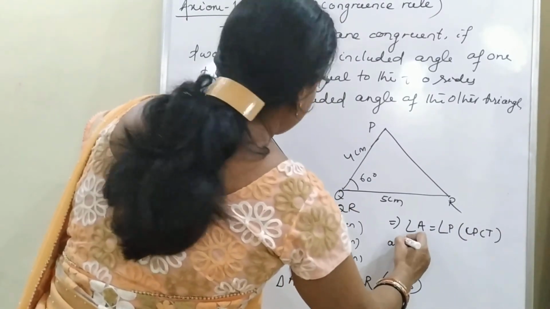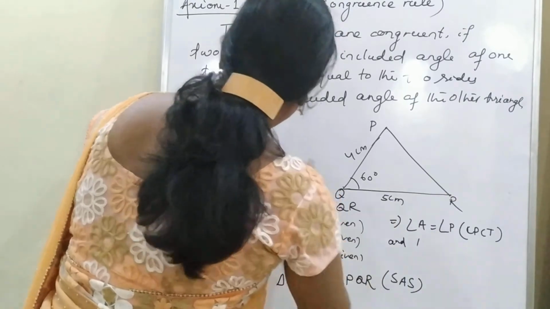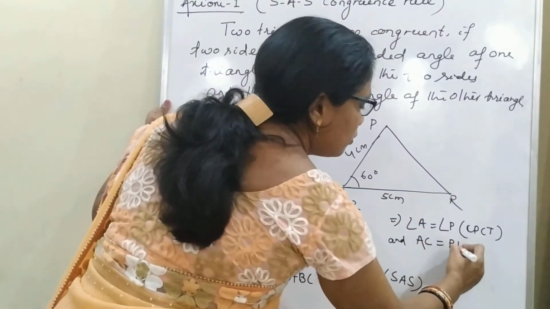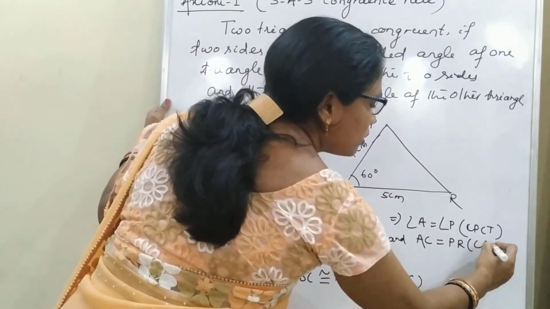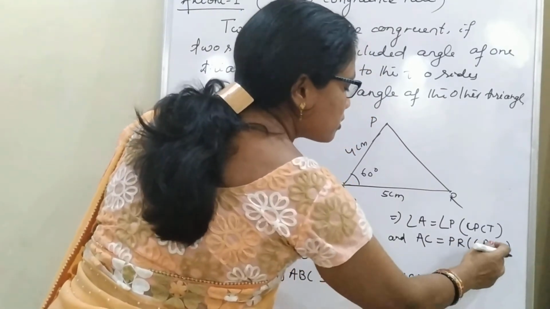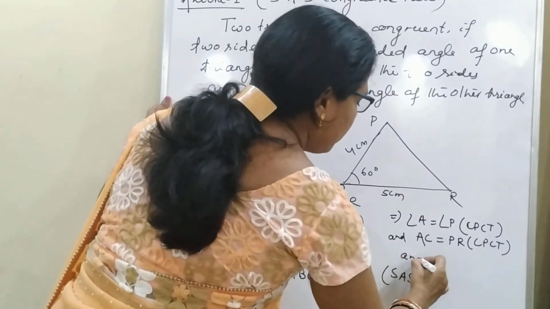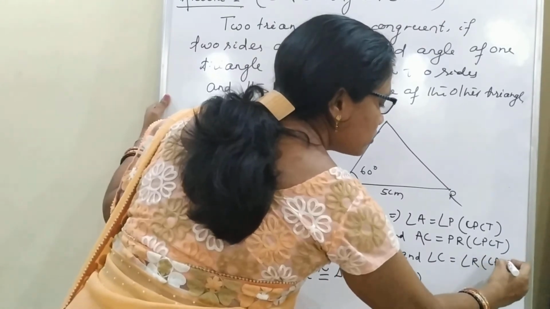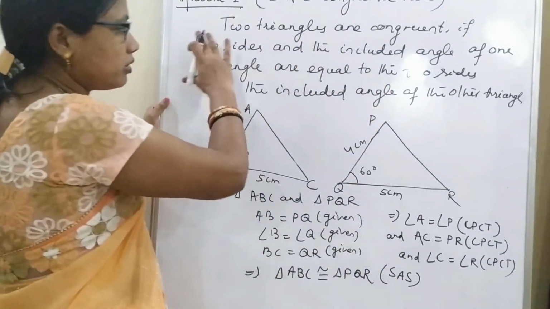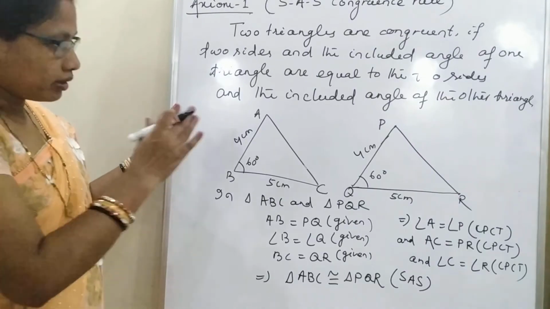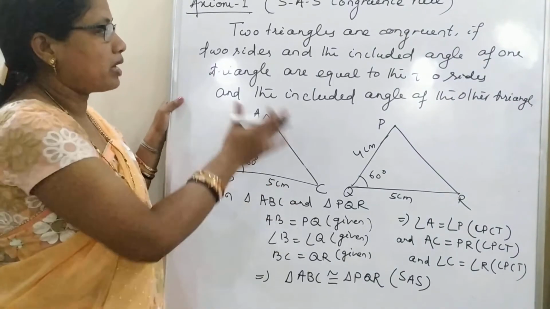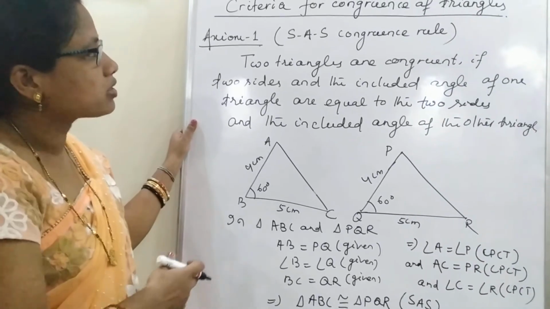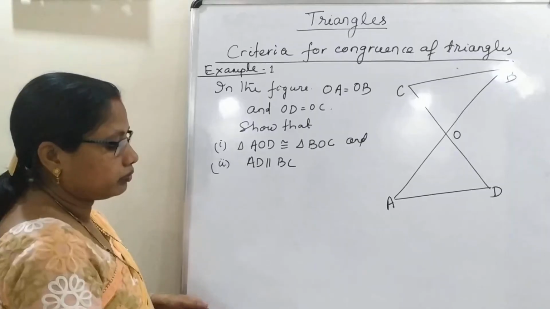And AB and BC are given, then the third side AC will be equal to PR. This is also due to CPCT, corresponding parts of congruent triangles. And angle C will be equal to angle R. This is due to CPCT. So you have to remember the statement of this axiom. You can solve the other problems by using this axiom. So let us solve an example by using this congruence rule, the SAS congruence rule.